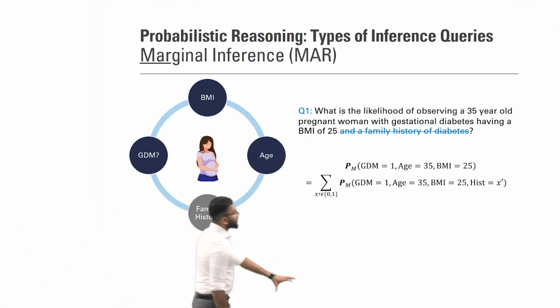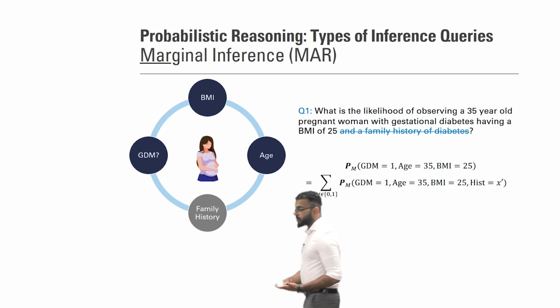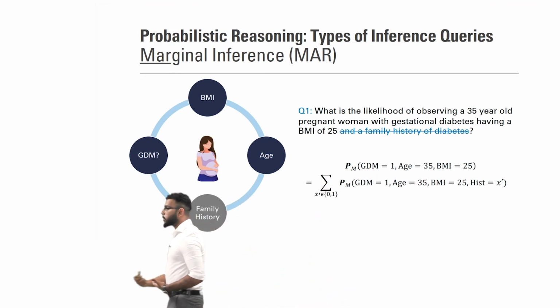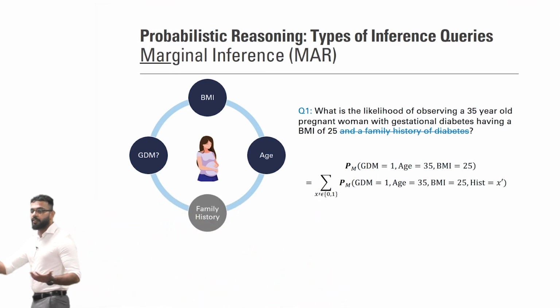Now, marginal inference is also something we saw yesterday. What is marginal inference? When you are interested in reasoning about a subset of your random variables, you don't really have an assignment of values to all the variables that you have, but rather a subset. So in certain cases, say, family history might not be available.